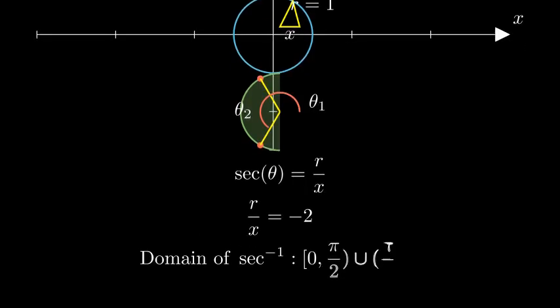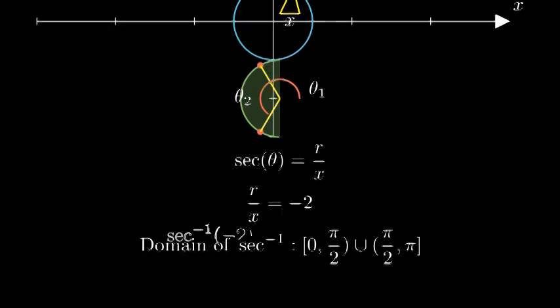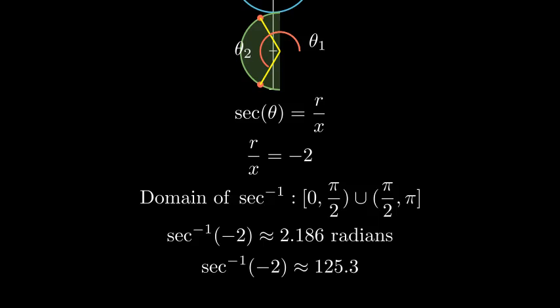However, the domain of sec inverse is restricted to [0, pi/2) union (pi/2, pi], which means we take the angle in the second quadrant. Therefore, sec inverse of -2 equals approximately 2.186 radians, or 125.3 degrees.